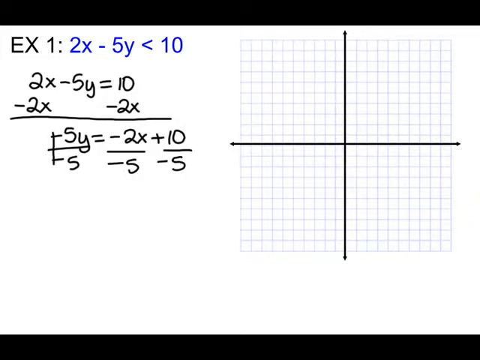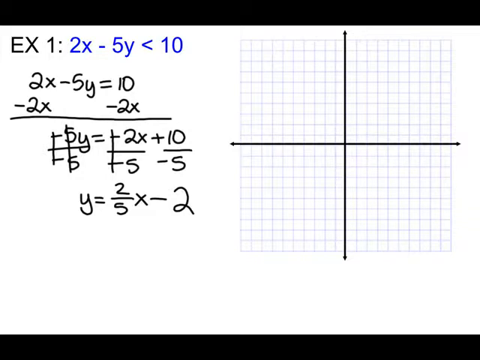The negative 5's cancel out. I'm left with y equals negative divided by negative is a positive 2/5 x. Positive divided by negative is a negative. 10 divided by 5 is 2. So y equals 2/5 x minus 2.